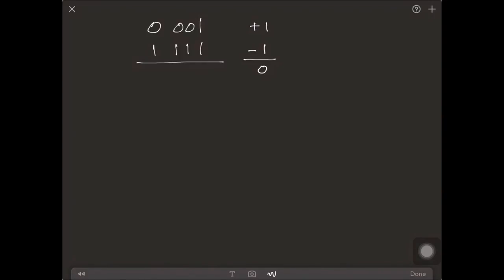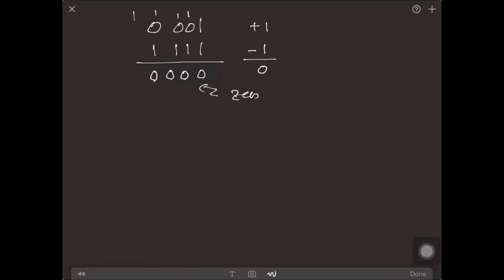So let me do the binary arithmetic. 1 + 1 is 2, that is 1, 0. 1 and 1 is 2, that is 1, 0. 1 and 1 is 2, that is 1, 0. 1 and 1 is 2, that is 1, 0. So this is 0. So normal binary arithmetic rules apply if we follow the 2's complement way of doing things.